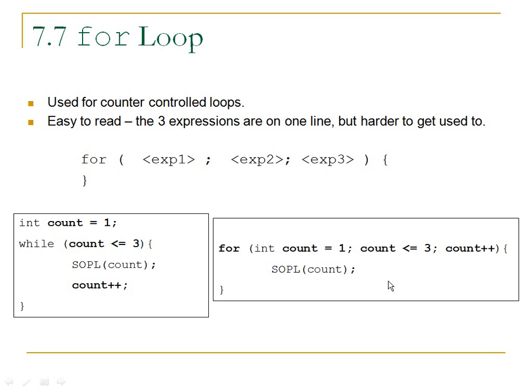So there's the behavior of the for loop, and it's easier to use a for loop because once you get used to it, you look at one line of code and see the entire behavior of the counter-controlled loop, the start, the stop, and getting there.